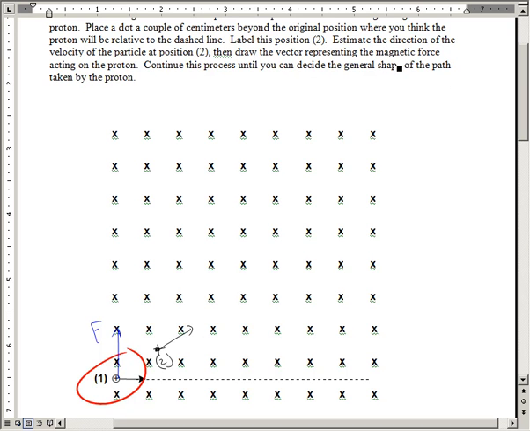Then draw a vector representing the magnetic force on the proton. Once again, I'm going to figure out the force when it's over here. I'll draw a force arrow. And then I'm going to figure out, based on the force arrow, where it's going to be later at position 3. I'll draw a position 3, 4, 5, 6, whatever, until you can decide the general shape of the path. So you're going to draw the proton at a bunch of different places along its trajectory, okay? Enjoy, guys.